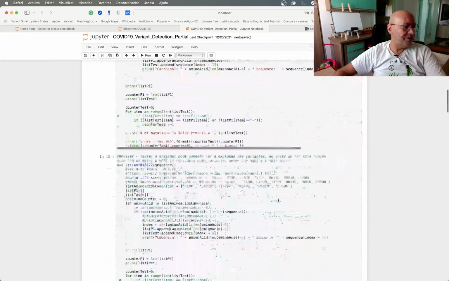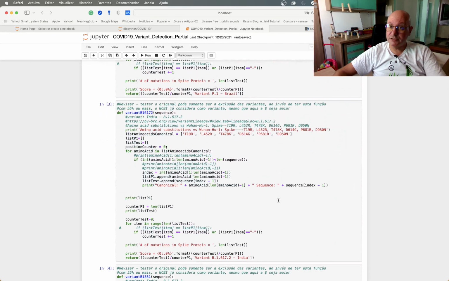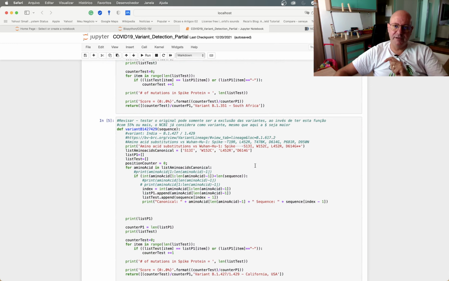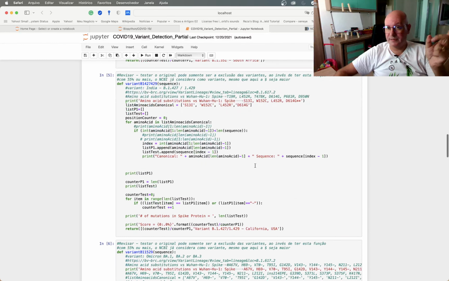So what I did is I created a dictionary containing the Wuhan spike protein and the changes for each of the variants, right? And I will show you two very important things here. First, about variants, I will give you the spoiler right now.